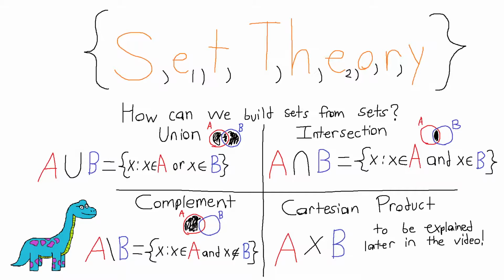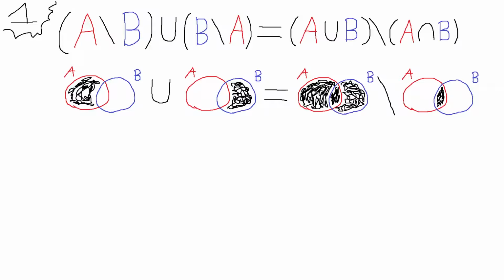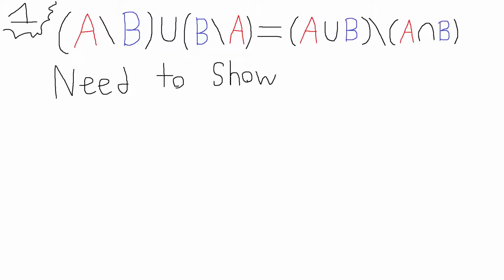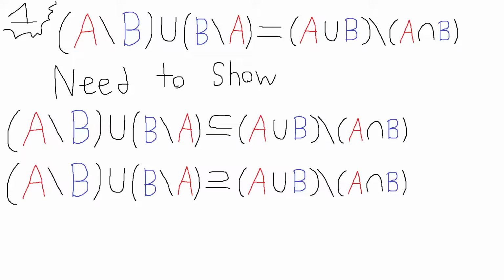The first problem: show that the union of the complement of B in A and the complement of A in B is equal to the complement of the intersection of A and B in the union of A and B. To visualize what's going on, it can be helpful to draw Venn diagrams. Now, in order to prove the statement, remember that we have to show 2 things: that the left side is a subset of the right side, and that the right side is a subset of the left side.